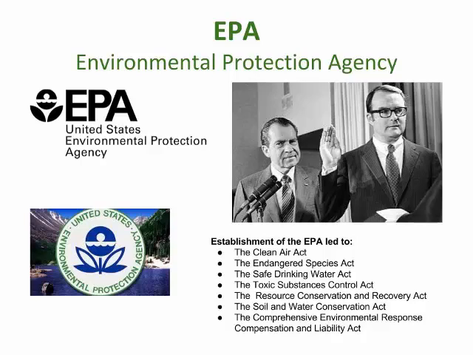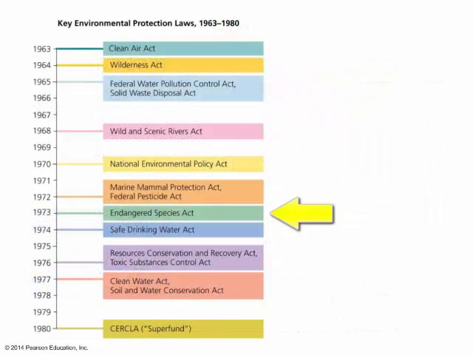With the creation of the EPA came other key environmental protection laws: the Clean Air Act, the Endangered Species Act, the Safe Drinking Water Act, the Toxic Substances Control Act, the Resource Conservation and Recovery Act, the Soil and Water Conservation Act, and the Comprehensive Environmental Response Compensation and Liability Act, abbreviated CERCLA and pronounced CERCLA. You should understand the basics of each of these.